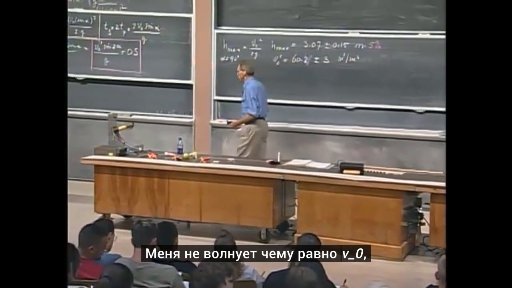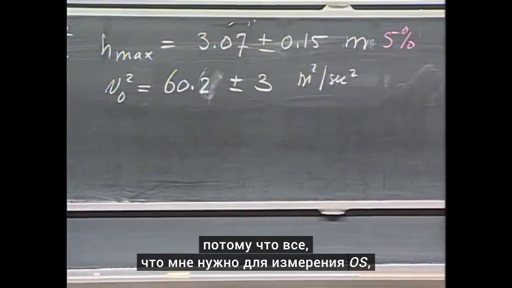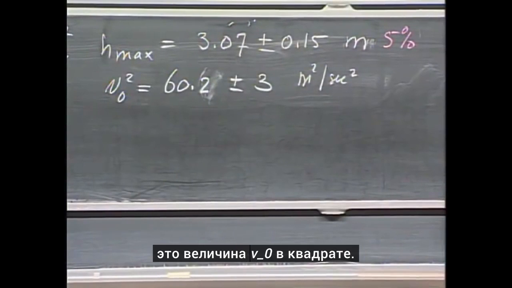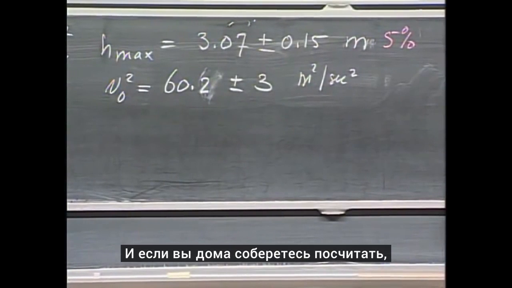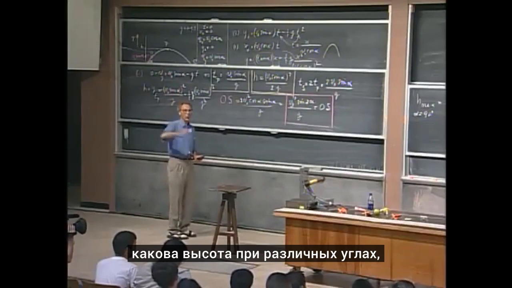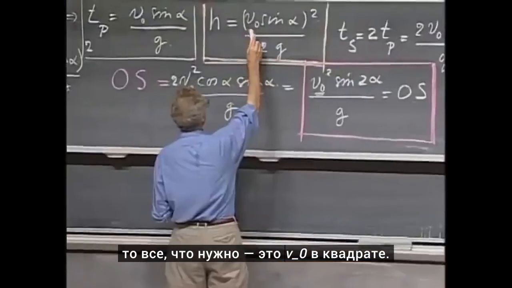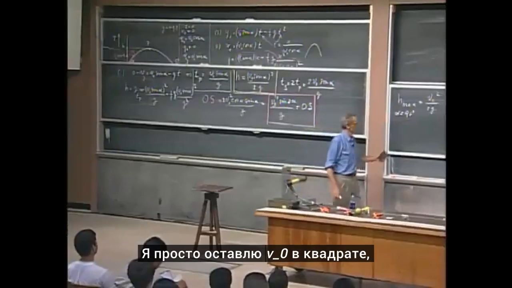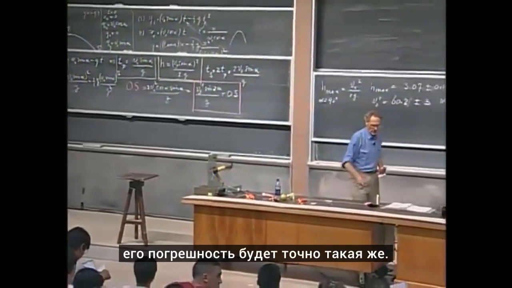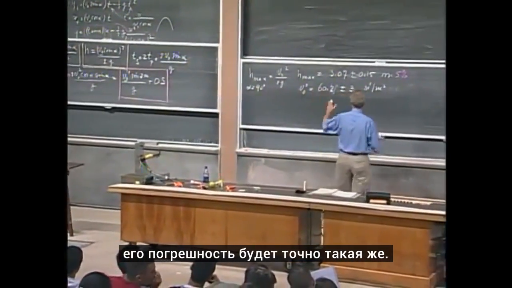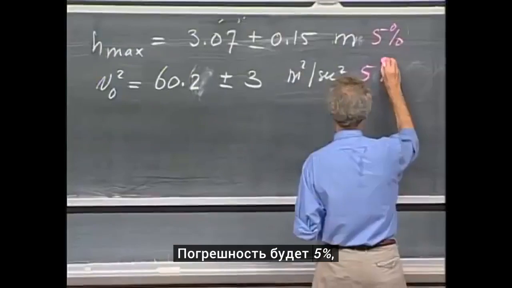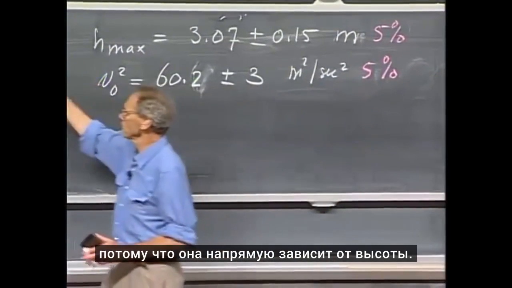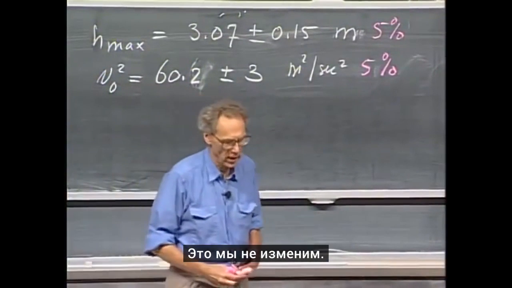I don't care what v0 is, because if we're going to measure this, all I need is v0 squared. And if you at home are going to calculate what the height will be at the various angles, all you need is v0 squared. So I'm not even interested in v0. I'll just stick to v0 squared, and v0 squared will have exactly the same uncertainty. We'll have an uncertainty of 5%, because it comes immediately from h. So you're not going to change that.